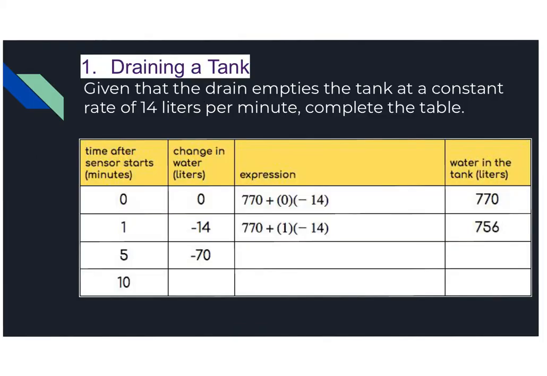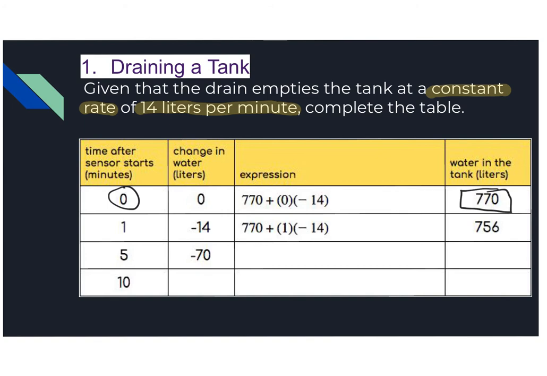All right, some more information. Given that the drain empties the tank at a constant rate of 14 liters per minute, complete the table. I have some more information to highlight there. I know that this drain is emptying at a constant rate of 14 liters per minute. Okay, so one thing right off the bat that is different about this story than some of the other stories we've worked with is when our time is 0, right here, you can see time is 0, our position is not 0. Our position of the water is actually 770.